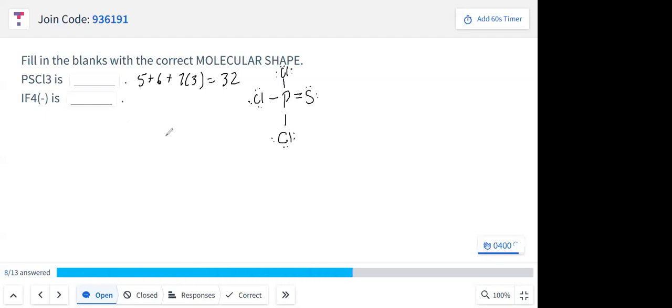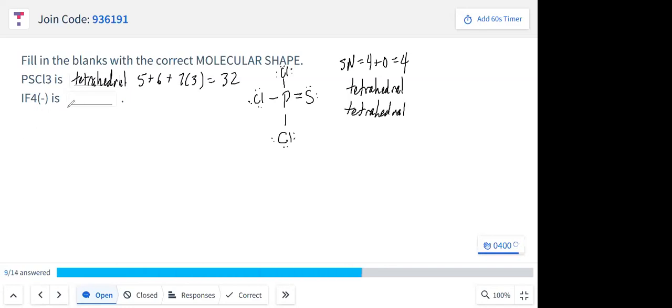That conversation is kind of irrelevant to the idea of shape, because whether that's a single bond or a double bond, it doesn't make any difference in terms of its shape. For steric number, I'm dealing with 4 bonded groups and no lone pairs. So my steric number is 4. My domain shape is tetrahedral. And since there are no lone pairs, that is also the molecular shape. So tetrahedral is the correct answer here for the first one.